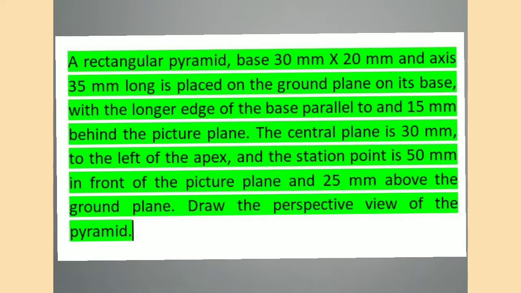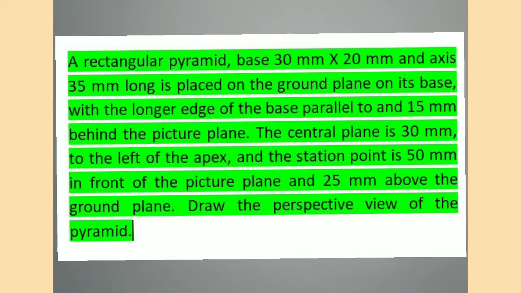The question is: a rectangular pyramid, base 30 mm by 20 mm and axis 35 mm long, is placed on the ground plane on its base, with the long edge of the base parallel to and 15 mm behind the picture plane. The center plane is 30 mm to the left of the apex and the station point is 50 mm in front of the picture plane and 25 mm above the ground plane. Draw the perspective view of the pyramid.